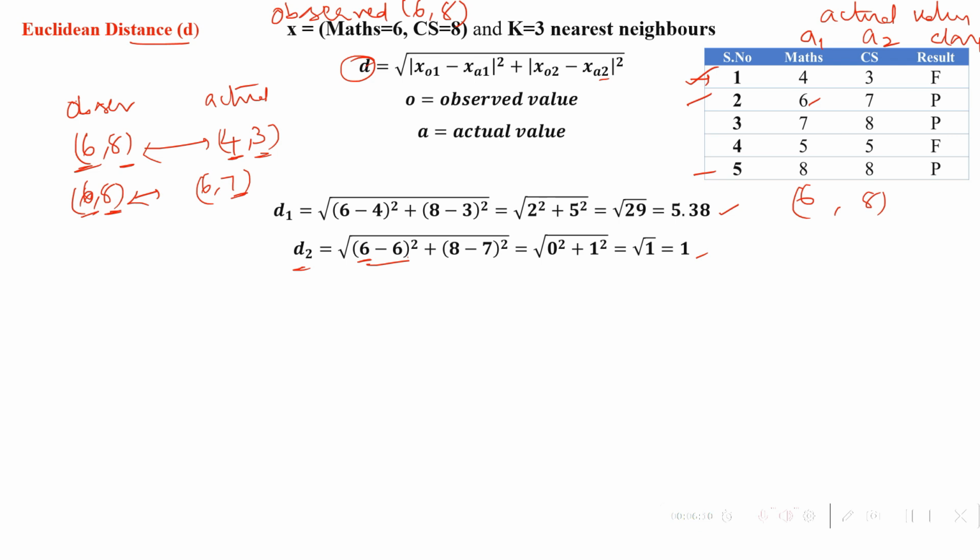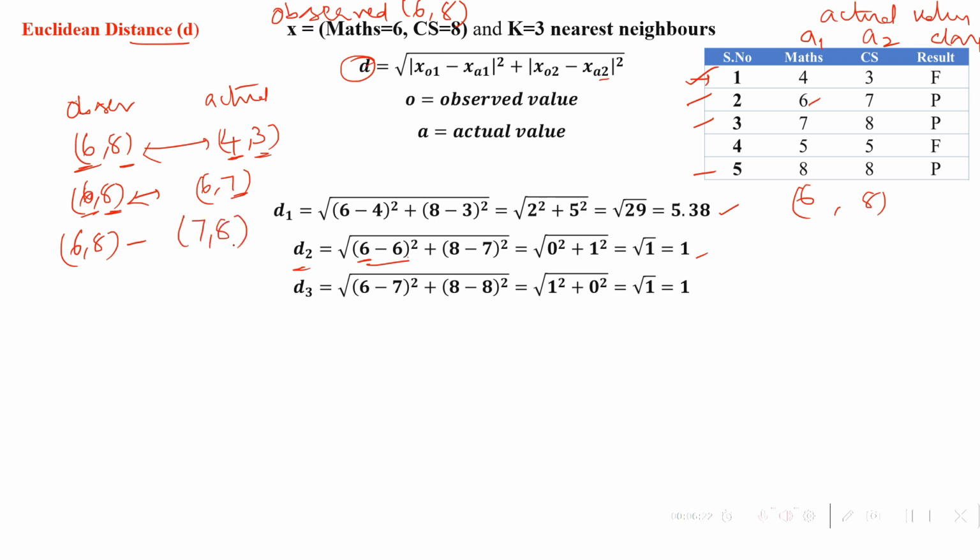Then we are going to find out the similarity between the observed value (6, 8) and the corresponding third row index value, that is the actual values of (7, 8). That means (6 minus 7) whole square plus (8 minus 8) whole square, that is equal to square root of 1 square plus 0 square, that is equal to square root of 1, that value is equal to 1.